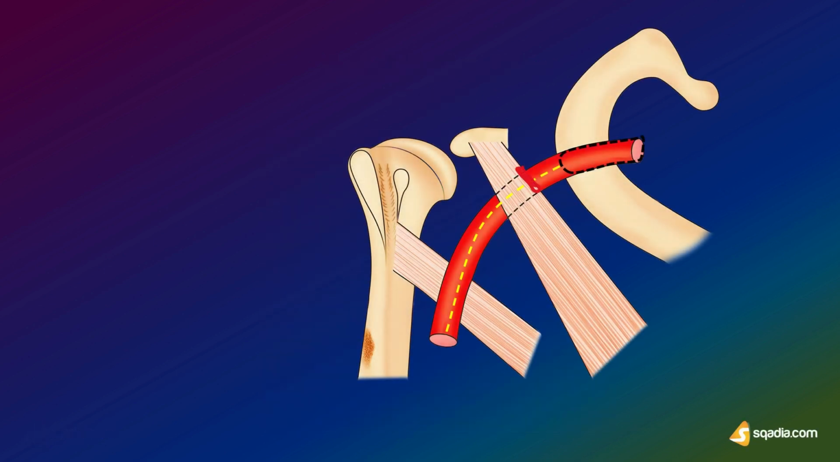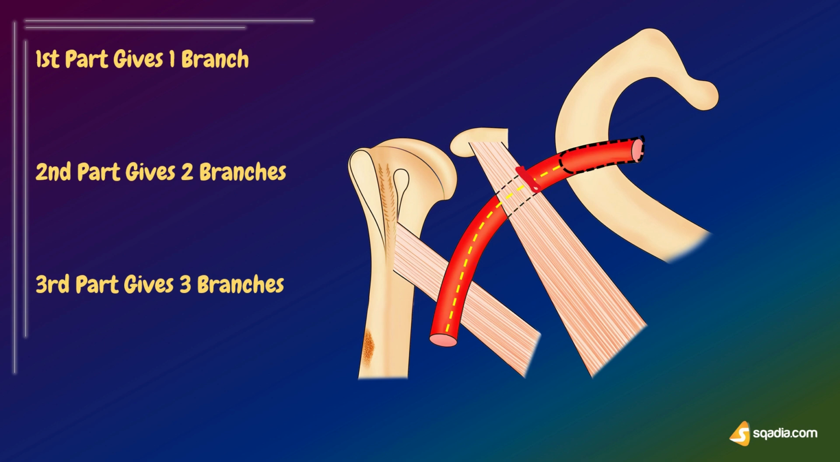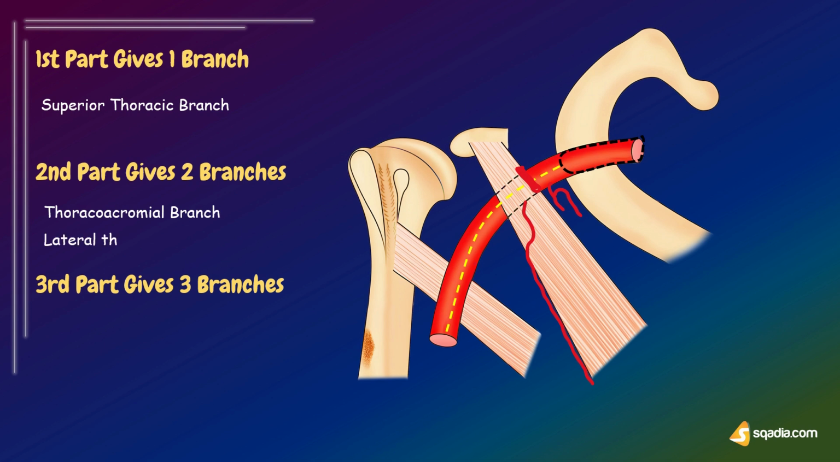Just like how the axillary artery is a continuation of the subclavian artery, the axillary artery also gives off branches. These branches supply the thoracic wall and the shoulder region. They are named as: at the first part, we have the superior thoracic branch. The second part of the axillary artery gives two branches: thoracoacromial branch, which further divides into four branches, and lateral thoracic branch of second part.